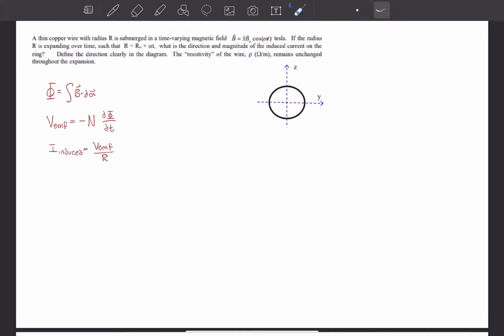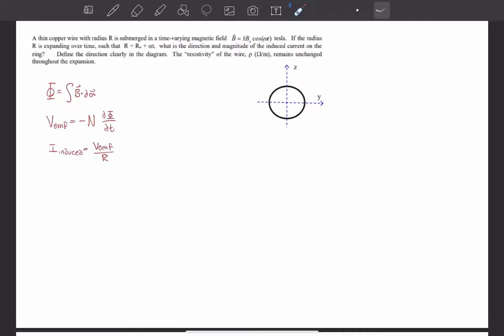Hello everybody, today we're going to be doing this Fall 18 midterm question. Now this is another Lenz's law / Faraday's law question. I particularly like this question because we have two elements that are changing with respect to time, our magnetic field as well as the radius of our ring, and we're asked to find the direction and the magnitude of the induced current.